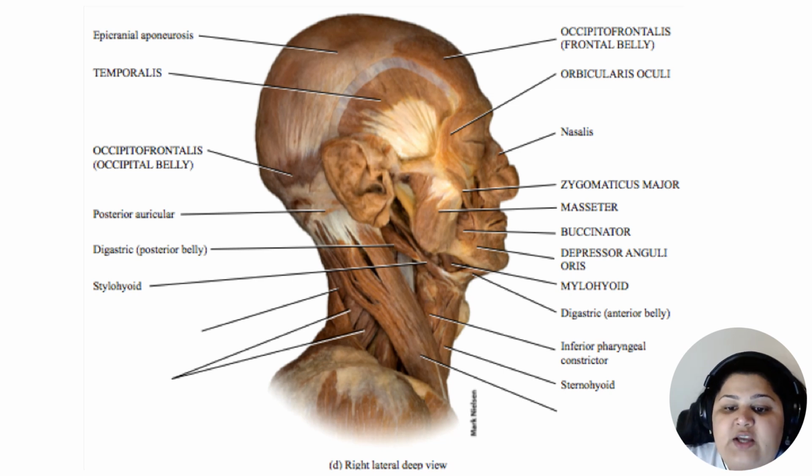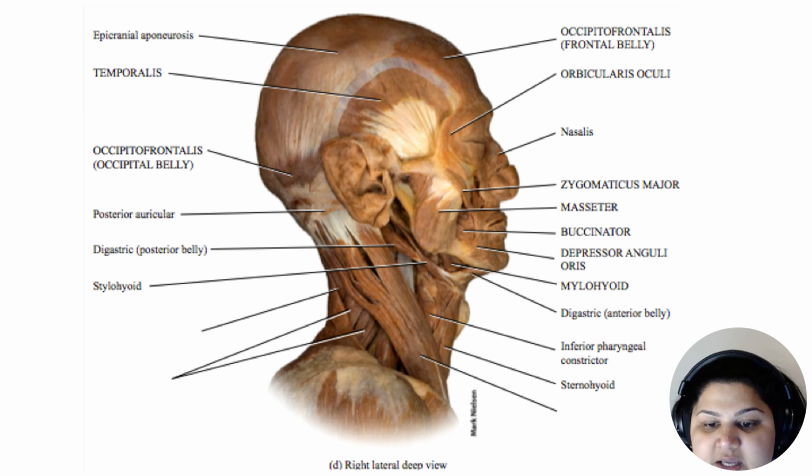This is Depressor anguli oris. This is Stylohyoid. This is digastric anterior belly. This is inferior pharyngeal constrictor. This is sternohyoid. This is stylohyoid. This is digastric posterior belly. What we saw here was the anterior belly right here. This is posterior auricular. We have three auricular muscles.